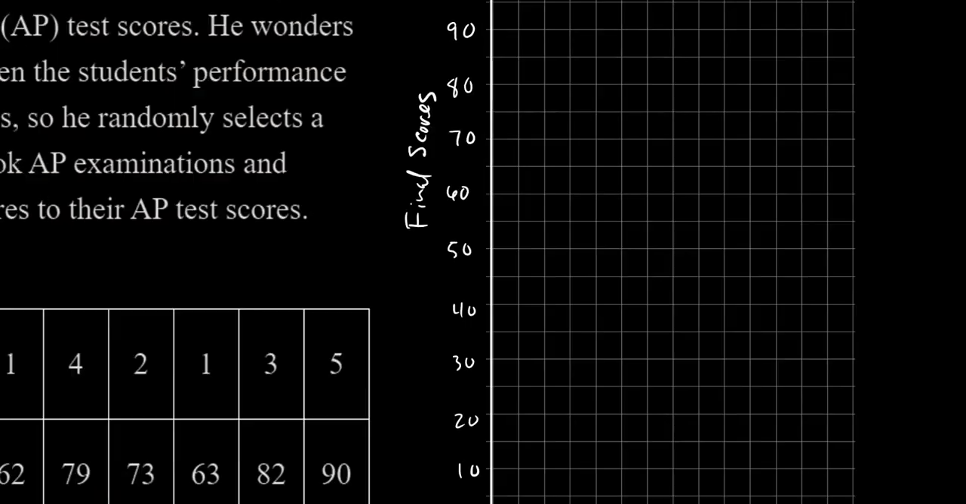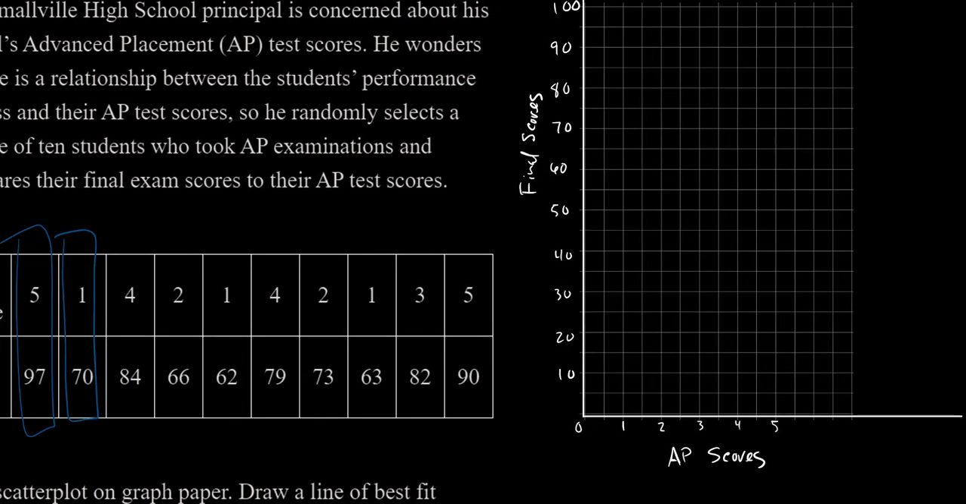And what I need to do now to create this scatter plot is plot these values. So I'll do a couple of them together here. On 5, I have to go to 97. So here's 5 and 97, 95, about right here. 1 goes to 70. So here's 1, and this person had 70%.